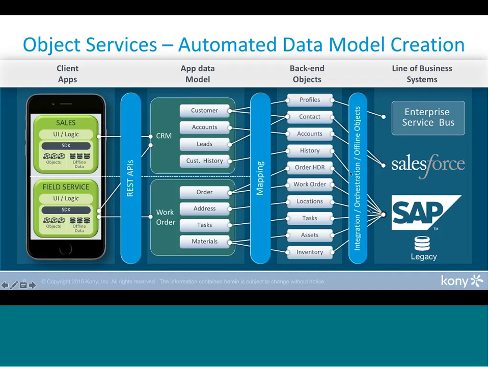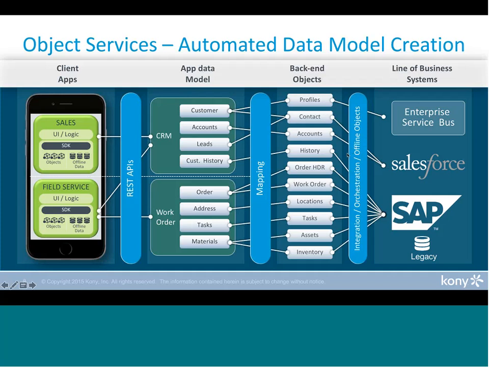The backend object could be interacting with the system of truth like an SAP or a legacy database or Salesforce or anything, via either an integration service or an orchestration service, or directly via object services or using offline objects or otherwise. So this separation and flexibility is given by object services.